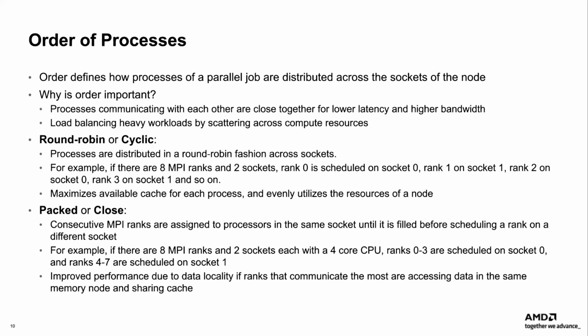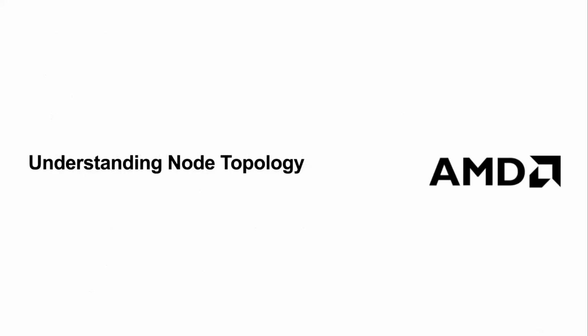So that's a quick introduction to what we have in systems today, what affinity is, involves placement, order, and binding, and why they are important. Now let's look at, okay, when you get on a system, how do I find out what I have on that system so that I can make the right placement and binding decisions?